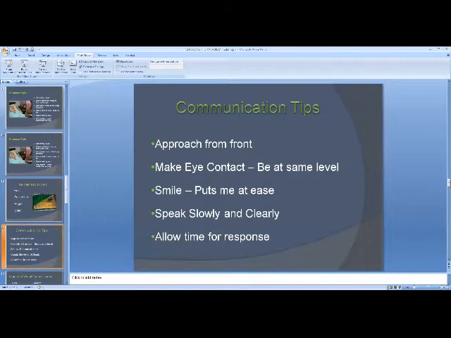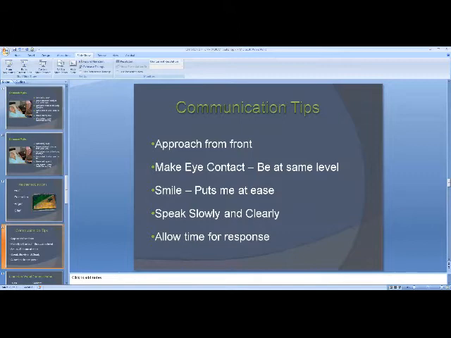Make eye contact, be at the same level. Nobody likes to be stood over and talked to. Smiling puts me at ease. Speak slowly and clearly. This is one of the hardest things for caregivers to learn to do, is to wait and allow the person to respond, because sometimes it takes 2, 3, 4 minutes for that person to respond and process what it is they want to say. So allowing time for response is critical.